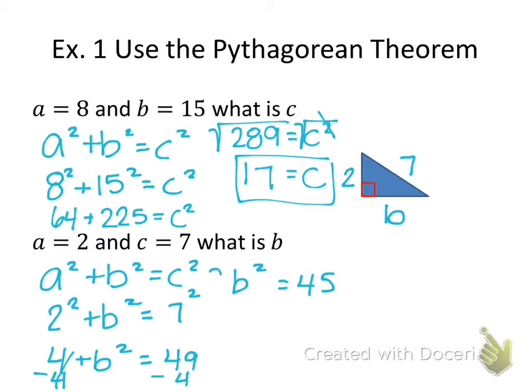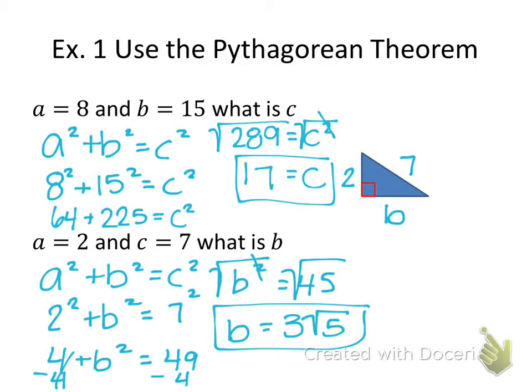Then I need to get B by itself, so I do the square root of both sides. Now, if you notice right here, 45 does not have an exact square root. So what I have to do is simplify the radical, which is going to be 3 times the square root of 5, which I would know by either plugging it in my calculator or doing upside down division. So I never, ever, ever want you to change this to a decimal. I want you to keep it as a radical expression. Anybody have any questions about how to keep it as a radical expression?